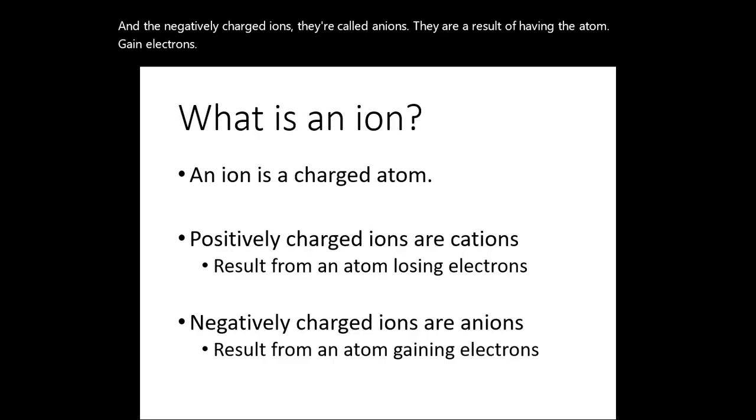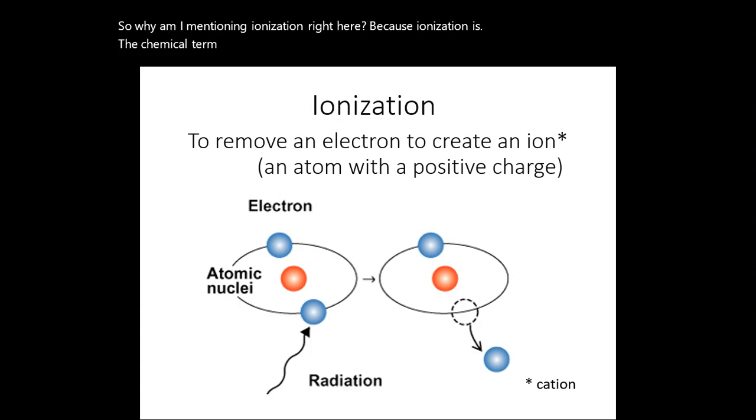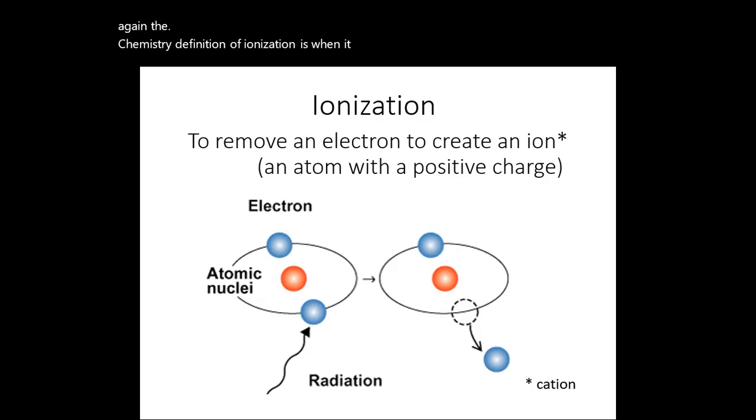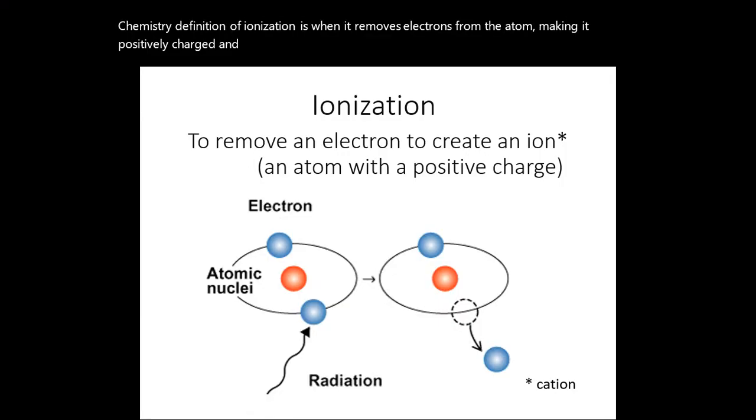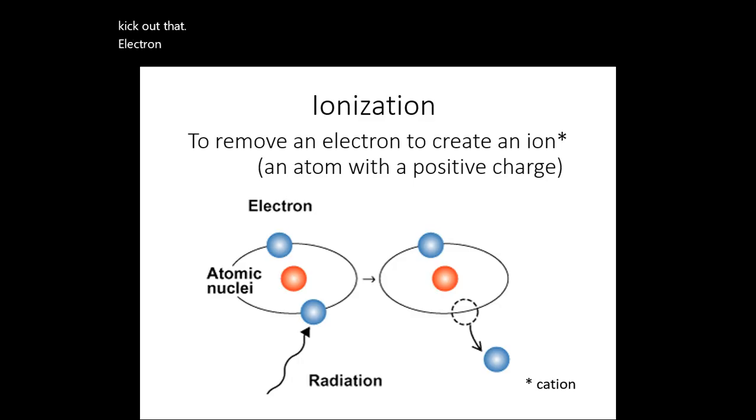So why am I mentioning ionization right here? Because ionization, the chemical term, is the removing of an electron to create a cation. Let me say that again. The chemistry definition of ionization is when it removes electrons from the atom, making it positively charged, making it a cation. So you can see here the radiation comes in. This is an example of ionizing radiation, and it's going to kick out that electron from the shell and leave you with a cation.